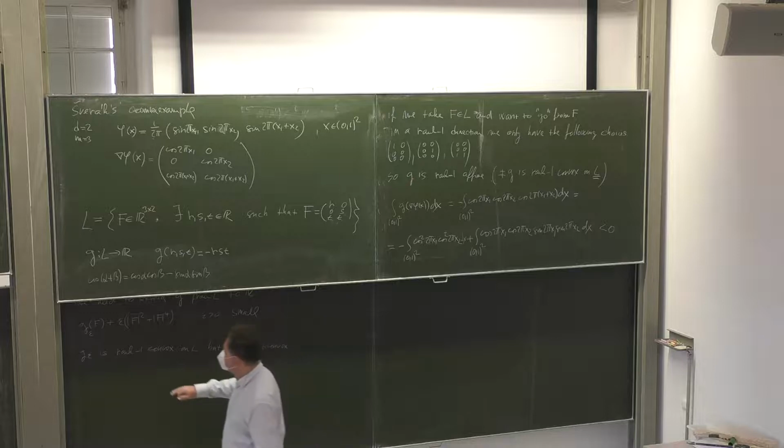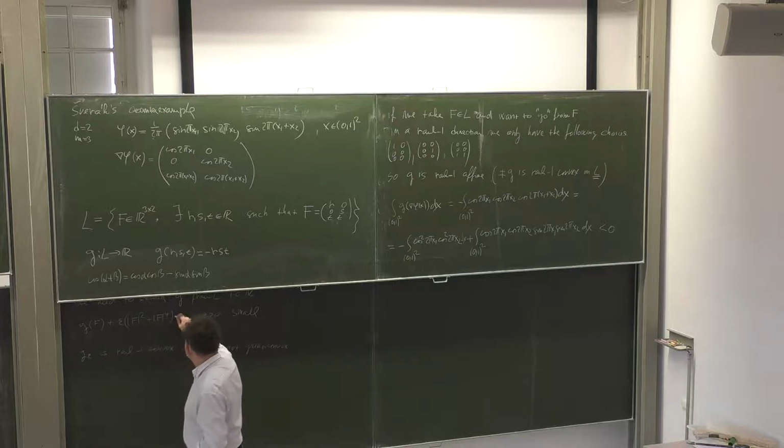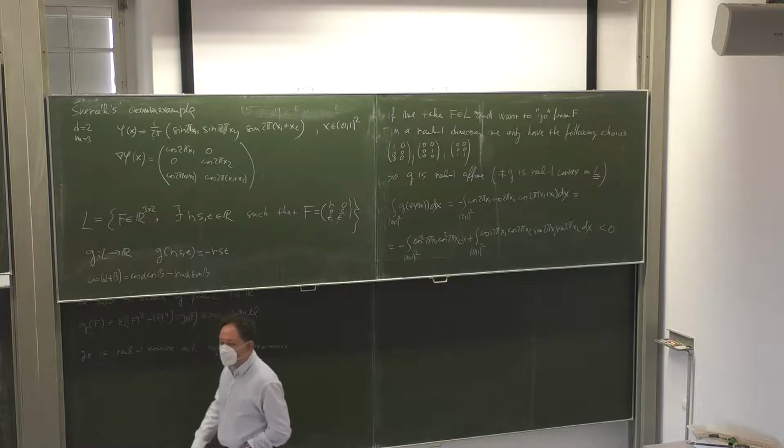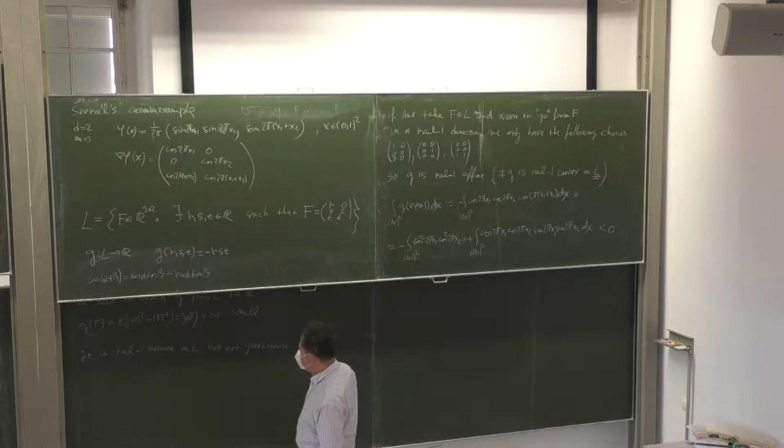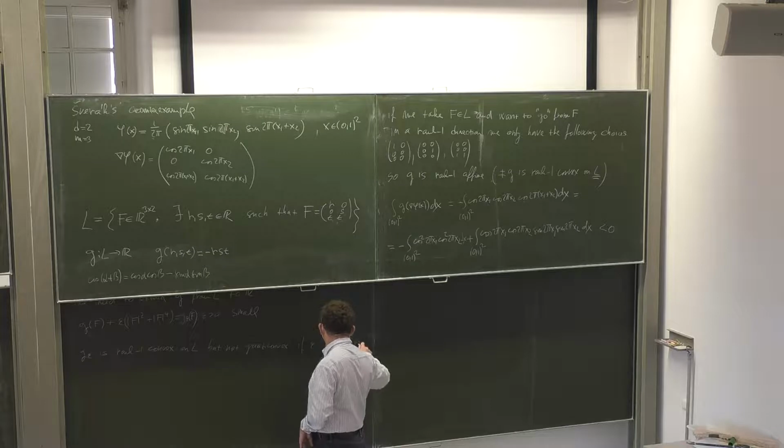Yeah, sorry. So this should be written like this. This will be my G epsilon of F. You are right, thank you. So G epsilon is rank 1 convex on L, but not quasi-convex if epsilon is small enough.